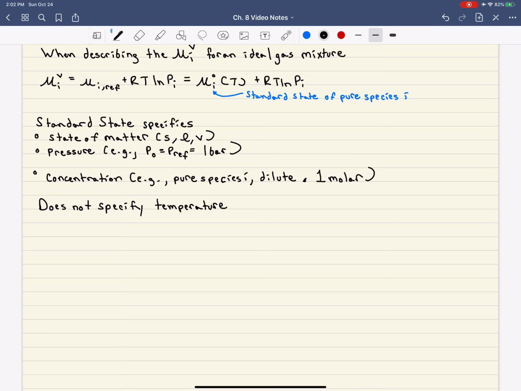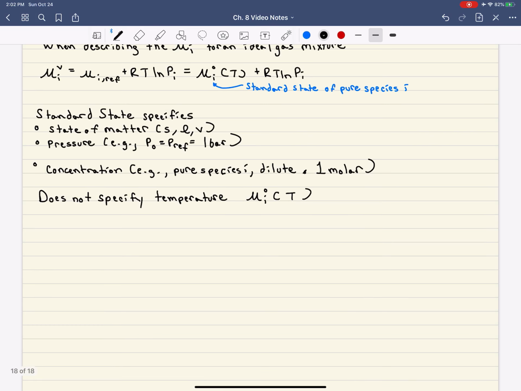And so commonly when people talk about a standard state, they have to mention that the standard state is going to change as a function of temperature. So they usually put it as a function of T.